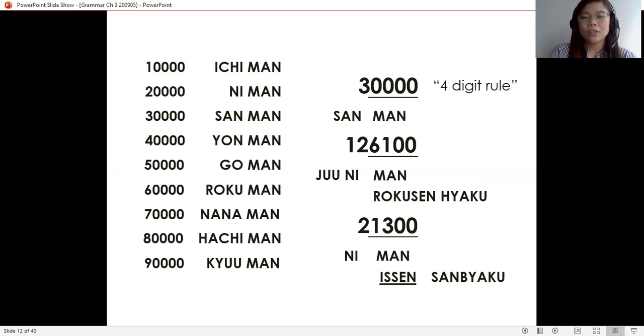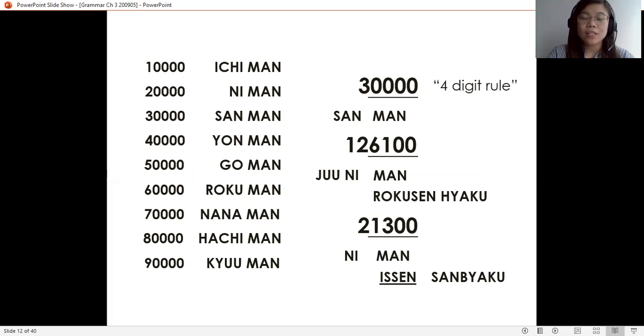Okay, so let's take a look at another example. So our next example is 126,100. So let's count again from the end. So we have 0, 0, 1, 6. Cut there. And then we're left with 12. So 12 is ju ni. So ju ni man. And then after that, that's where we'll read the remaining 4 digits.